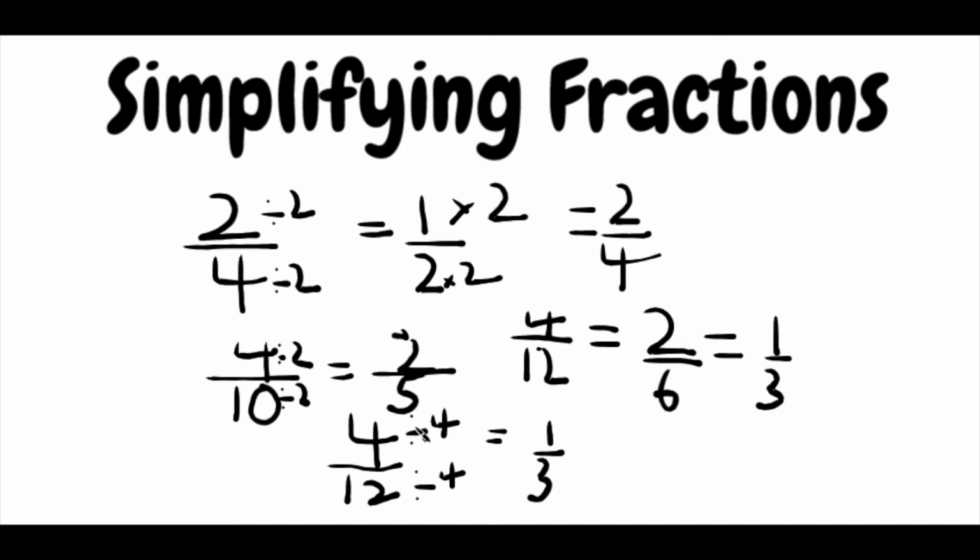A good trick, whenever you need to simplify something, is to just divide by 2, and you might have to divide by 2 again, and you might have to do it again and again, and it might take you some time, but you'll get the right answer if you do it that way.